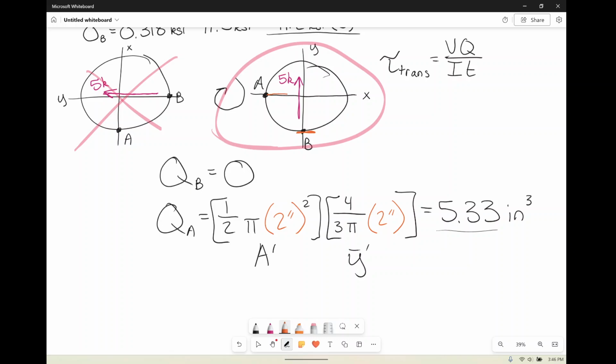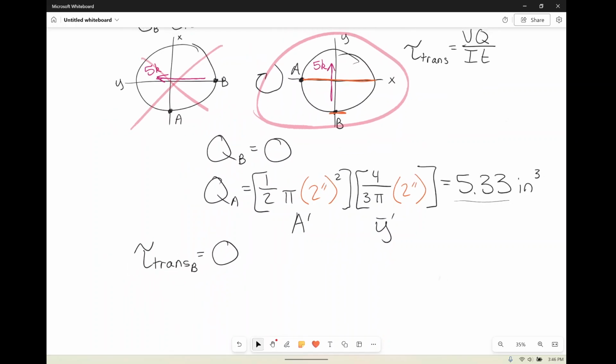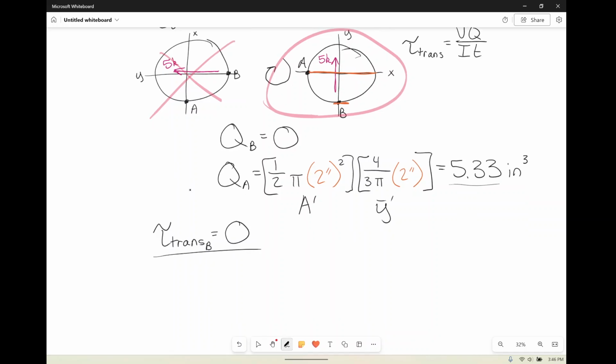However, the width over here, the thickness at A, is simply 2 times the radius. So again, our transverse stress at B is 0 for 2 reasons, because Q is 0 and the thickness is 0. 0 divided by 0 is grand total 0. So our transverse stress at B is 0, but for our transverse stress at A, we have V. V was our shear, 5 kips, times Q.